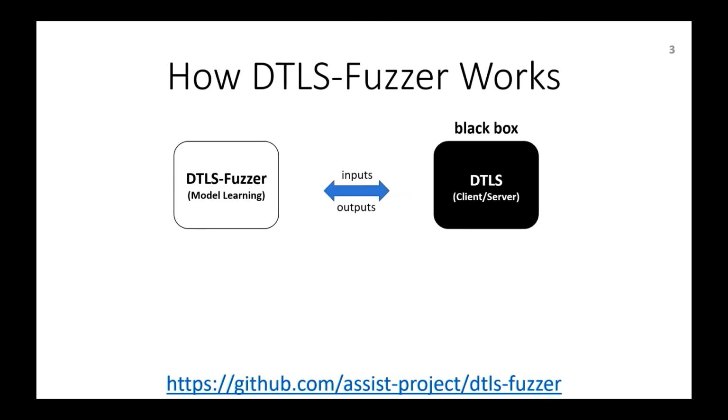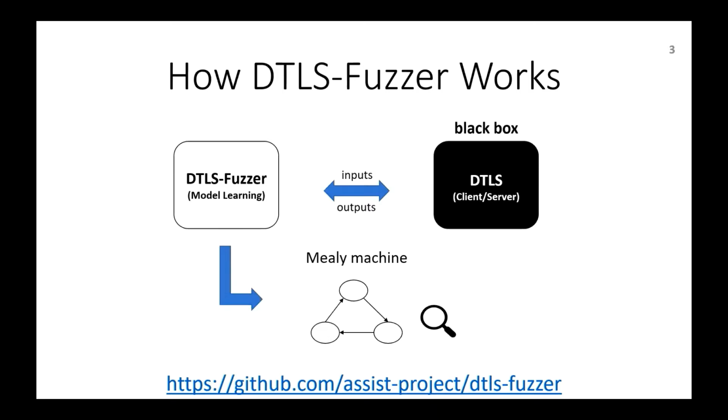Now, what does the fuzzer actually do? As a protocol state fuzzer, DTLS-Fuzzer implements a model learning algorithm by which it exchanges inputs and outputs with the black box system and eventually generates a state machine, capturing the input-output behavior of the system. The state machine can then be inspected to find bugs in the target system.